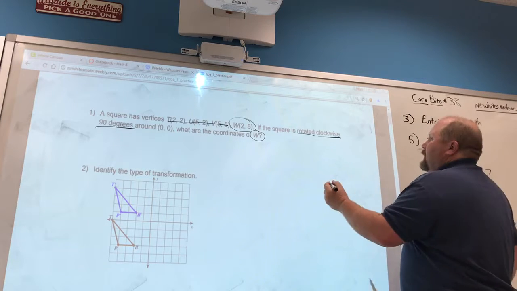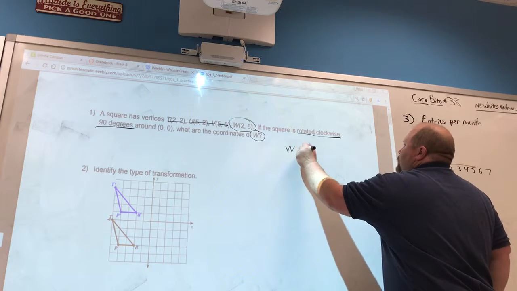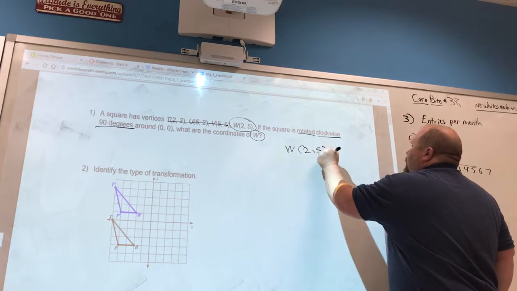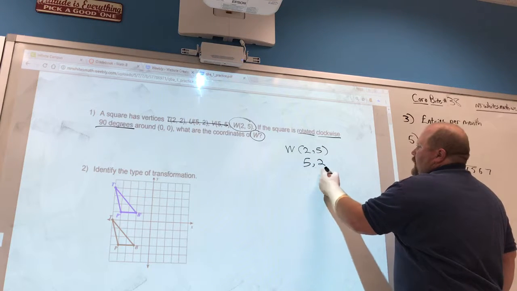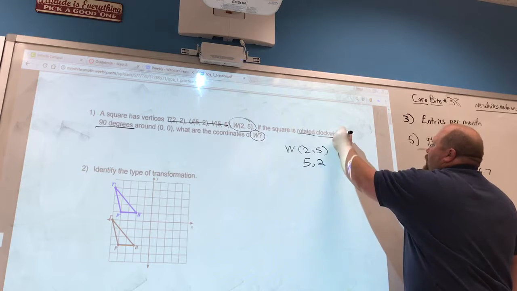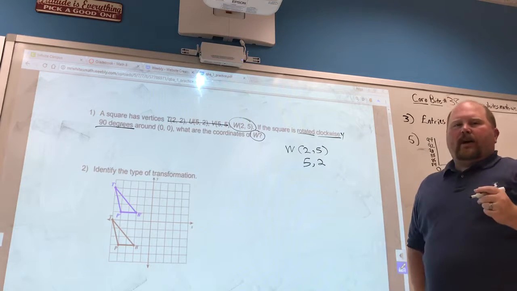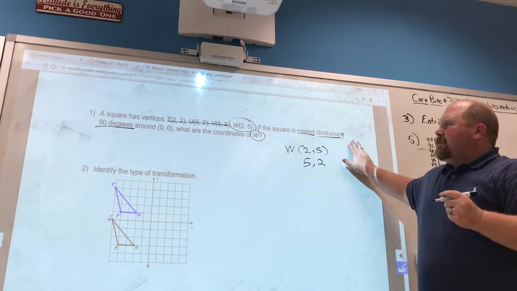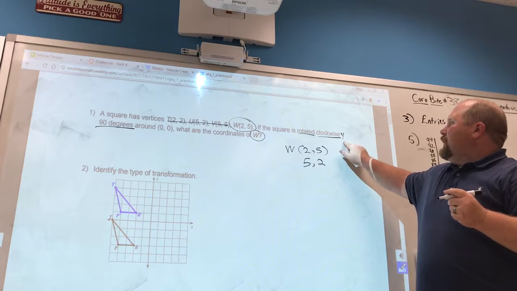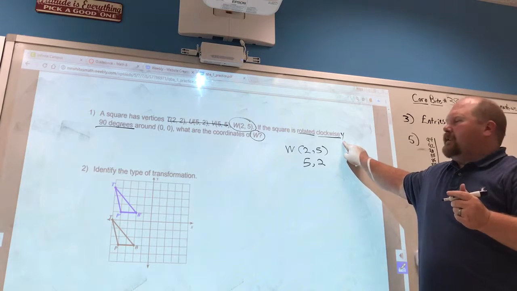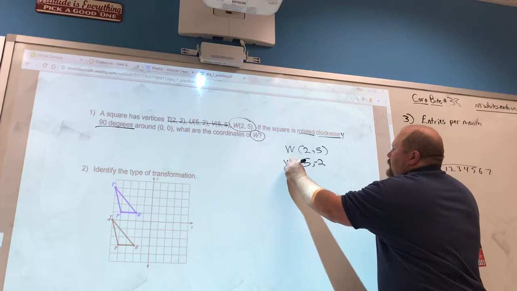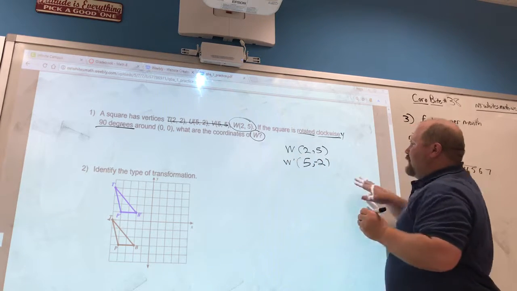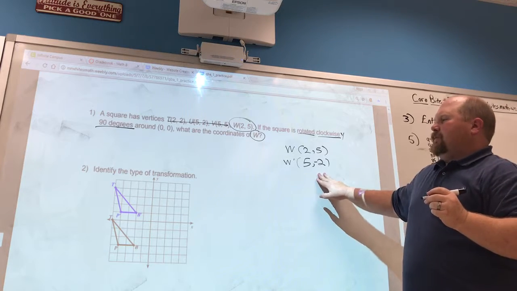All right. So if I took point W, which is (2, 5), the first rule would say that I swap the two numbers. So now I have (5, 2). And since I'm going clockwise, remember we started calling that clockwise-y, because when a 90-degree rotation is clockwise, you also have to change the sign of the y value. So you go to your new y value and you change its sign. So in this case, W prime would be (5, -2).